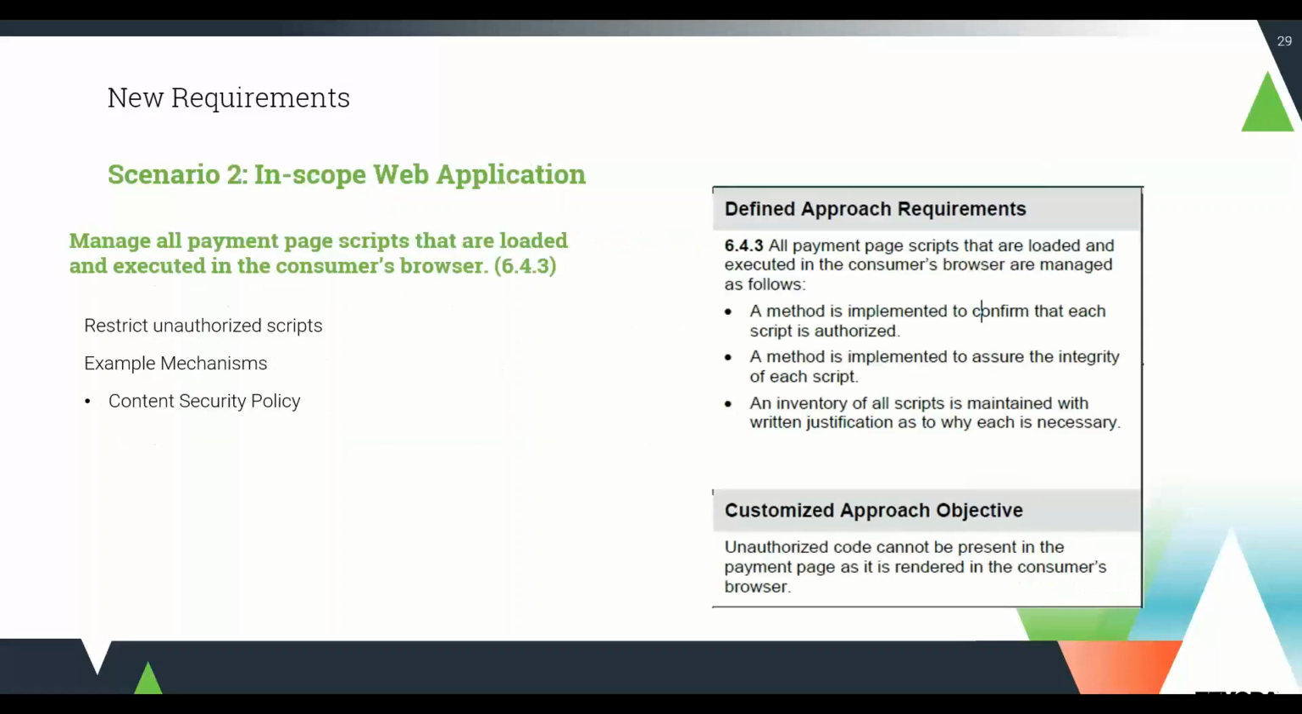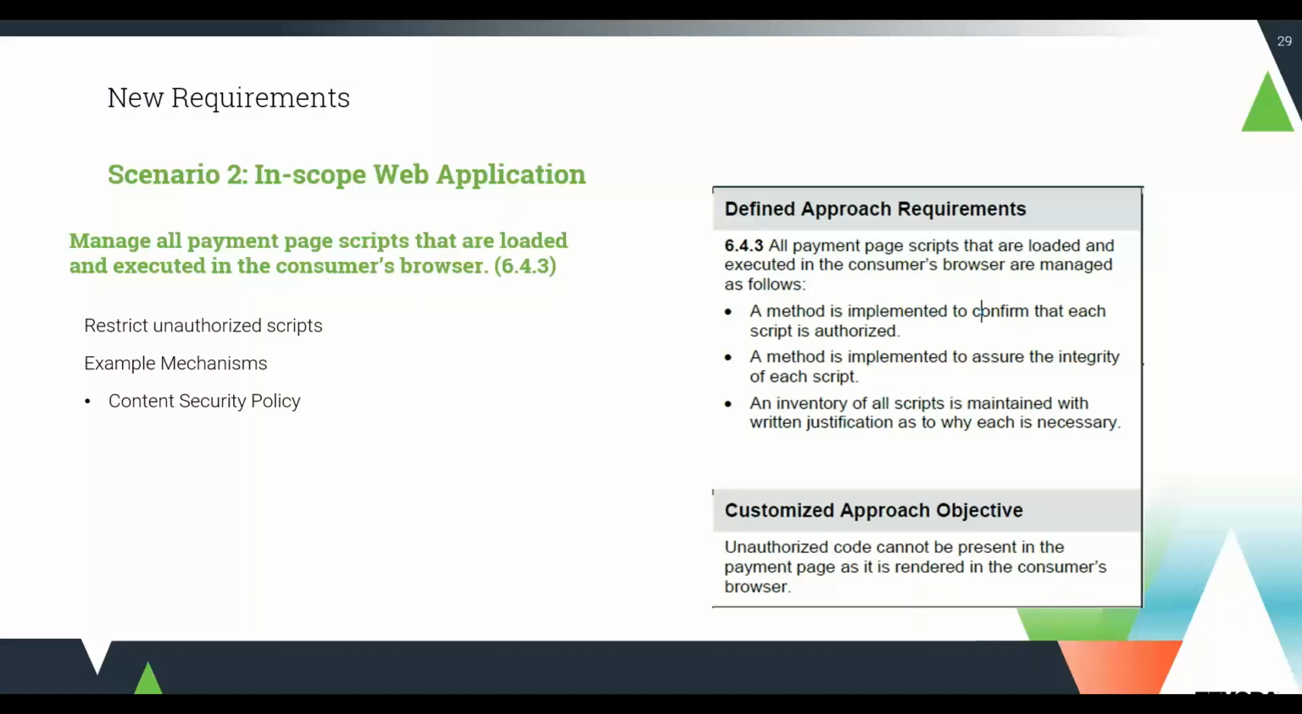So our next scenario is for anyone who is maintaining a web application, and these next two requirements are specifically for those organizations maintaining a web application that has a payment page, generally an input field that is not embedded by an iframe, but an input field that is created by the organization to take cardholder data from customers. So this first requirement is a pretty significant change.